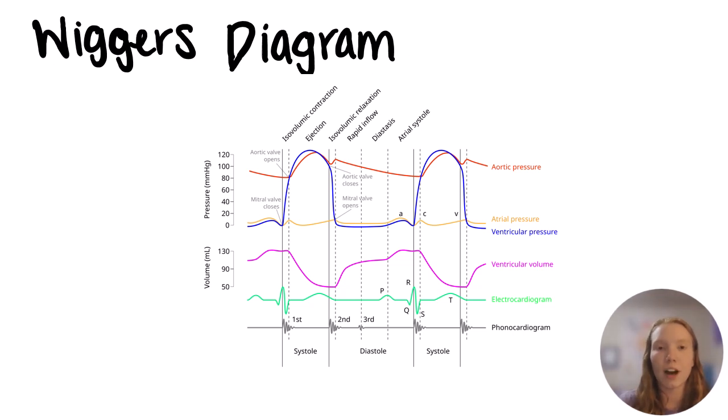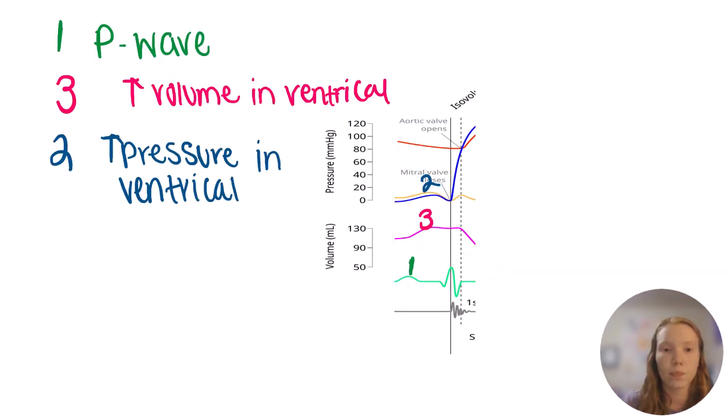So today we're going to be talking about Wiggers diagram. Wiggers diagram is basically a comparison between EKG, volume, and pressure. It's actually going to be used to prove that the EKG is showing depolarization, and from that depolarization, our muscle, our heart, is contracting and causing volume and pressure changes within our heart. So let's go ahead and start breaking down this diagram.